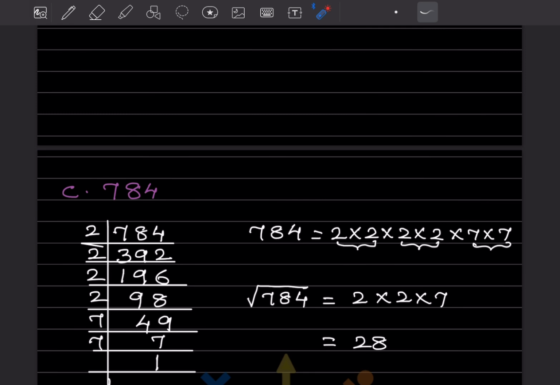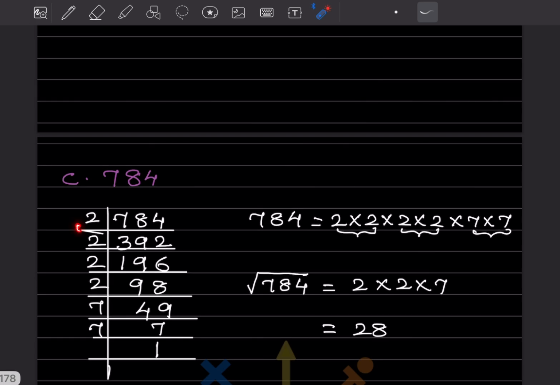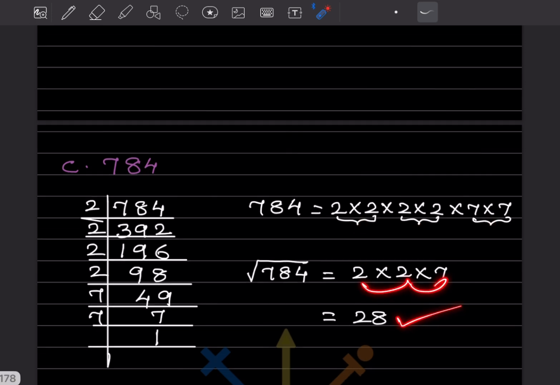Again for this one, here 3, 4 and this is 7 into 7. So again you are going to pair it here. So this will be square root of 784, that is going to be 2, 2 and 7. So that will be 2 to the 4 and 4 sevens are 28.